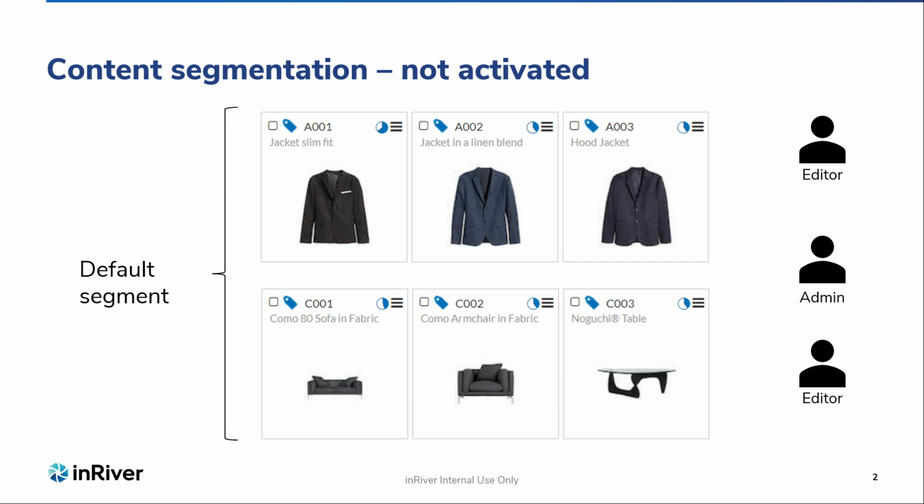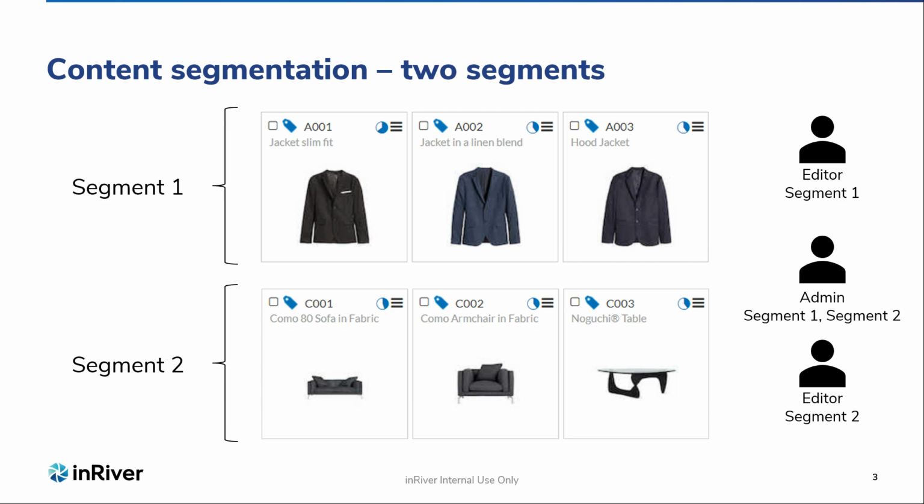So what you can do with content segmentation is that you can divide the content in inRiver in different segments. So in this case we divided it into two segments. Certain products, resources, items belong to one segment, and we also have another one with other entities. Then you can set up your users so they have access to one or more segments. So in this case we have an editor for the first segment, we have an editor for the second segment, and then we have an admin user that actually can access both of these segments.